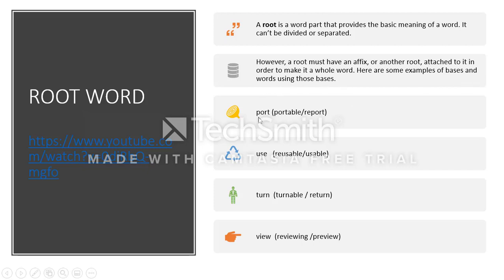So we have the word port, you have portable or report. The root use, reusable or usable. The root turn, turnable or return or even returnable. Just like we watched in unbelievable. You have the word view, reviewing or previewing, right?